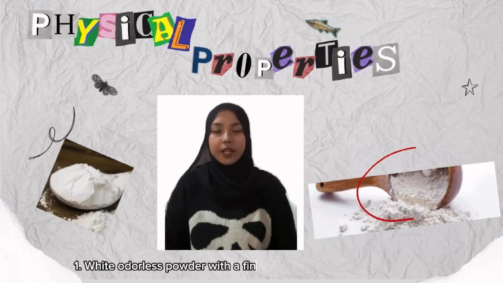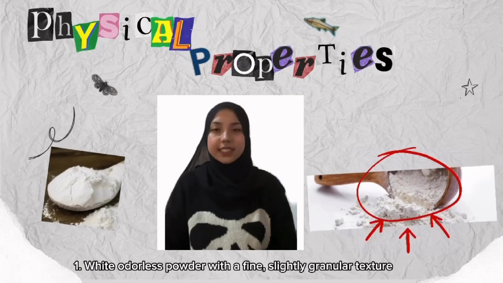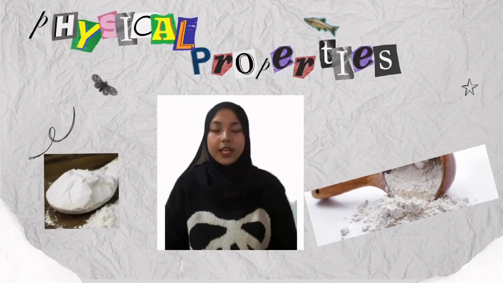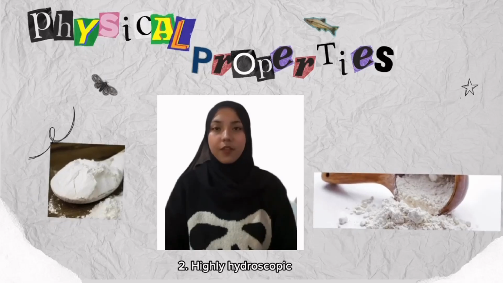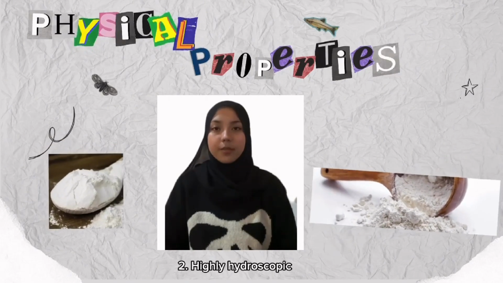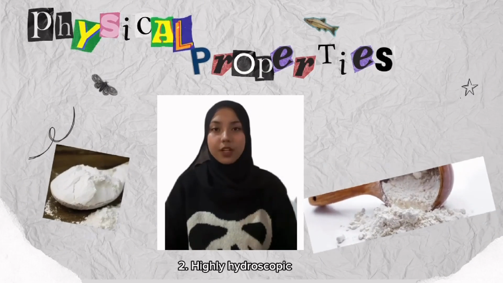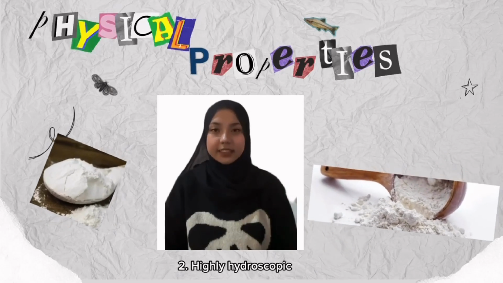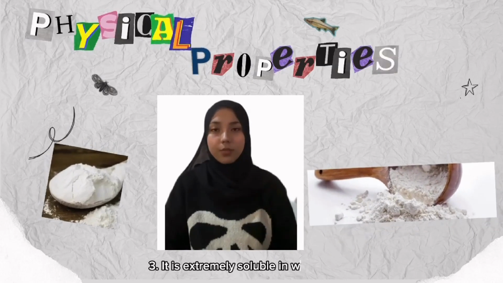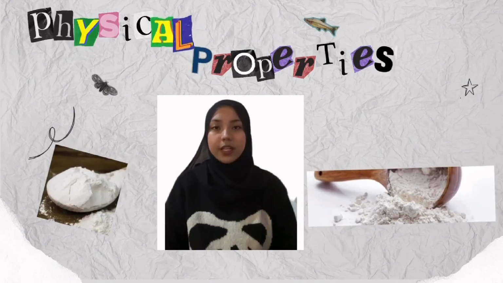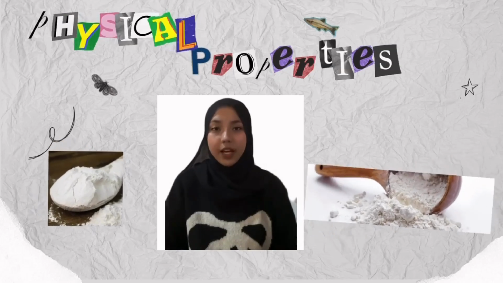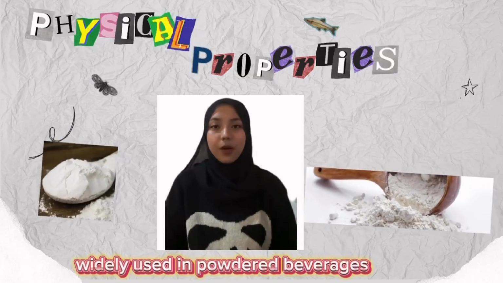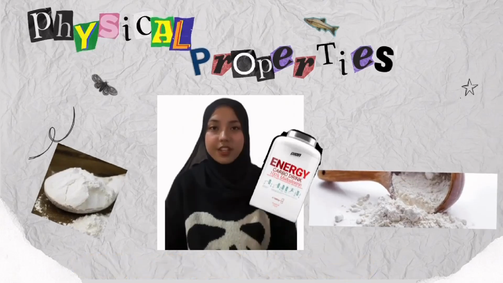Maltodextrin is a white odorless powder with a fine, slightly granular texture. It is highly hygroscopic, meaning it absorbs moisture from the air, which helps it maintain freshness in products like powders and snacks. It is extremely soluble in water, allowing it to dissolve quickly and create a smooth, homogeneous solution, which is why it is widely used in powdered beverages and energy drinks.